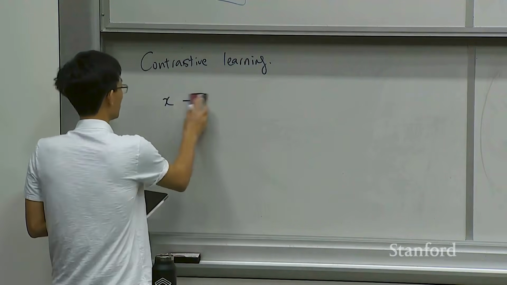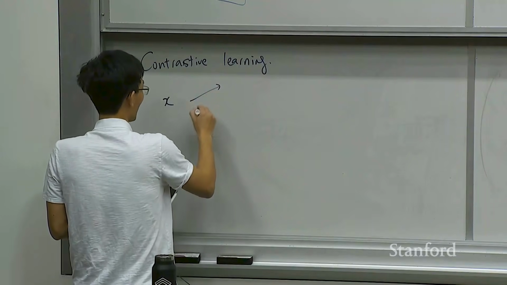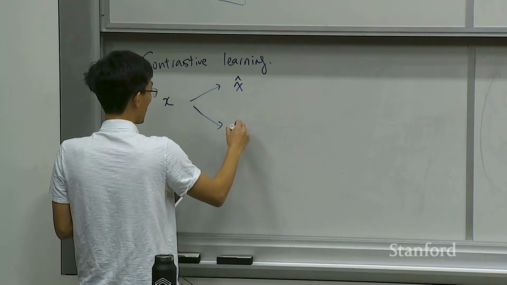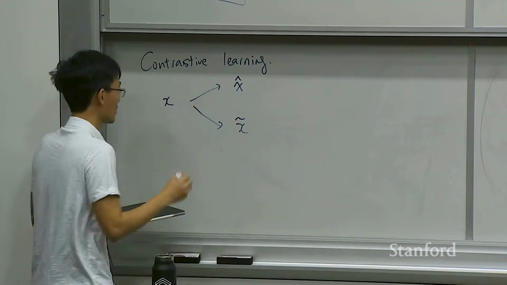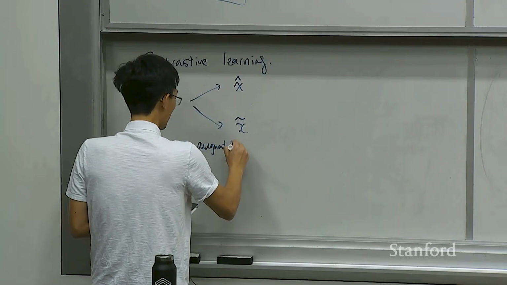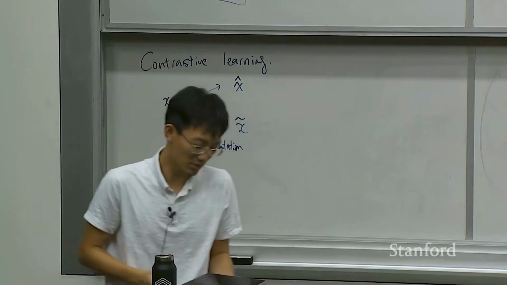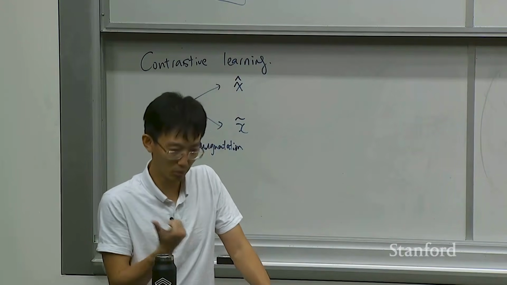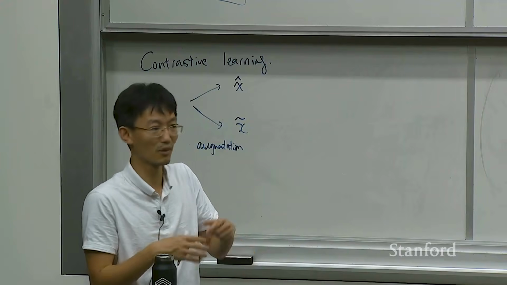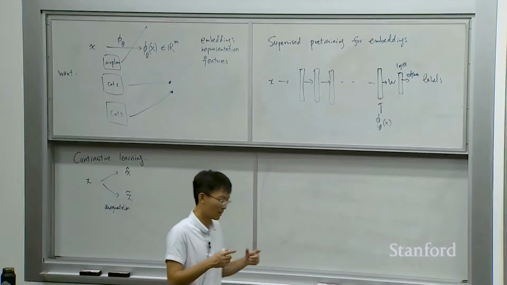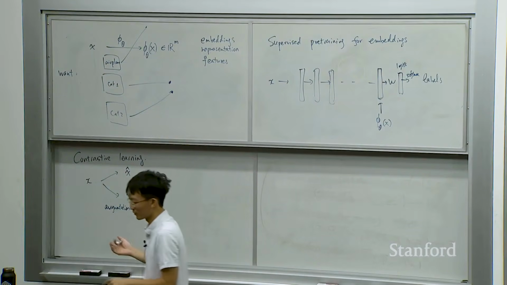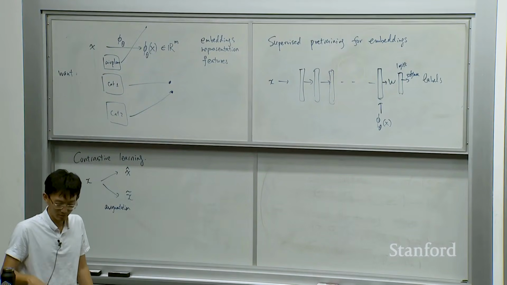I didn't have the slides, but you can imagine, suppose you have an X hat and an X tilde. These are augmentations. For those of you who haven't heard of augmentations, it means that you do random crop, random flip, sometimes random blurring, sometimes you add random noise. There are many different ways of doing augmentations. I think cropping is probably the most important. You have a big image, you crop a small part of it. If you Google search quickly, you can see many visual examples online.